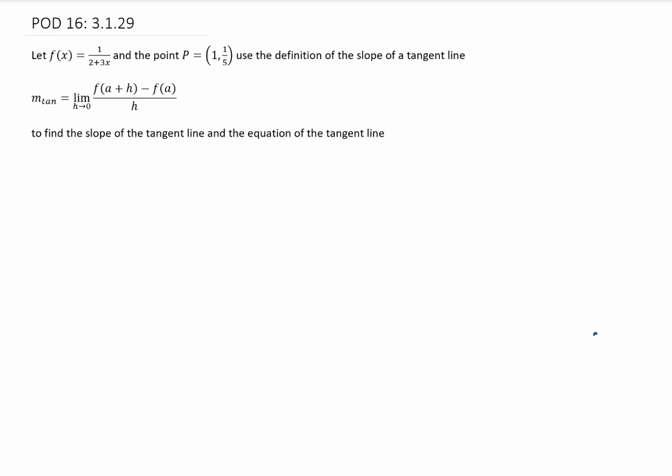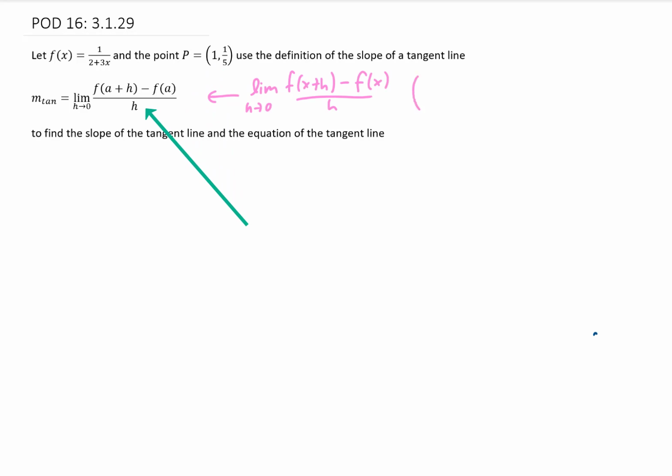For this calculus problem of the day, we're given this function here, and we're asked to find the tangent line to this function at the given point. And we're given this formula here for the slope of that tangent line. Sometimes we see this formula written in this way, with an x in the formula instead of an a. But since we're given a point in this problem, we're given a specific value for x, we're calling that a. So we're going to use this formula here.